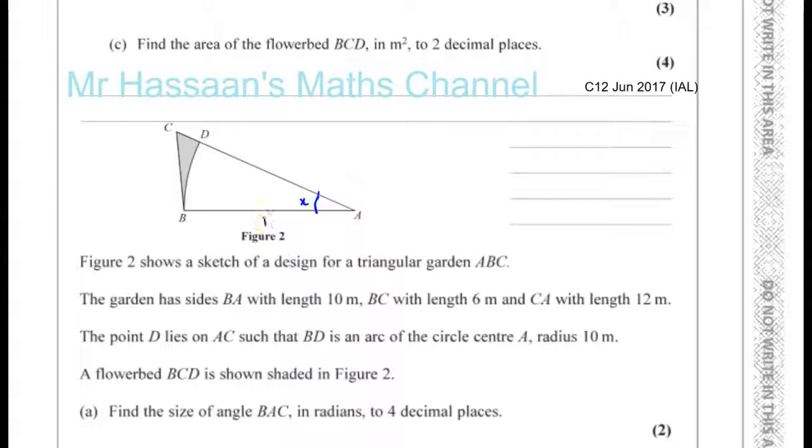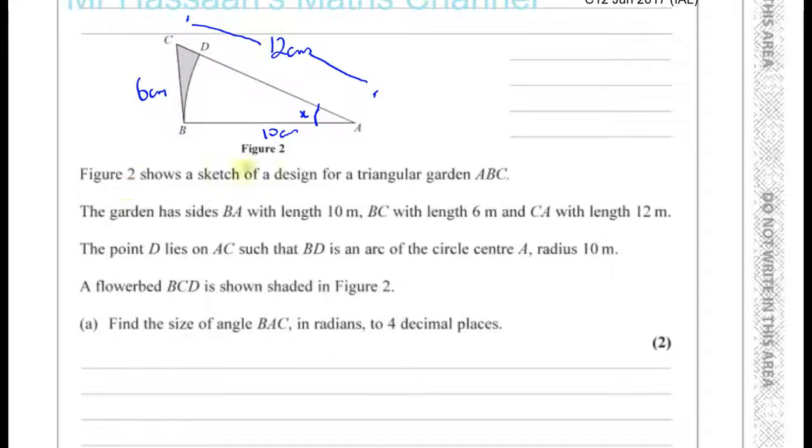We were told that this is 10 meters, and we're told that this is 6 meters, and we're told that all the way up to C was 12 meters. So this is a classical case of using the cosine rule, actually. You have 3 sides of a triangle, and you need to find an angle. Now, I like to use the cosine rule in the form when I'm trying to find an angle as follows.